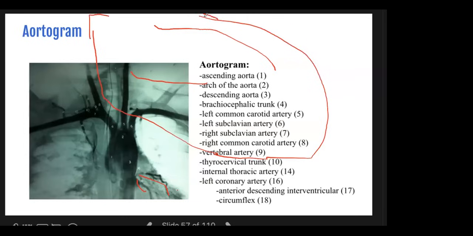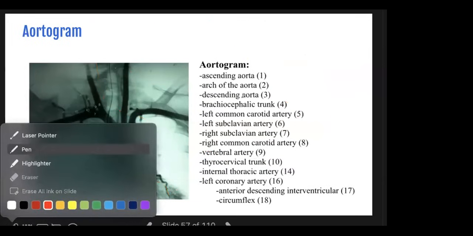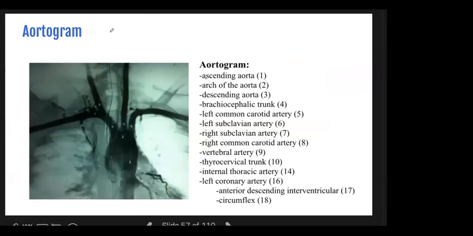Because again, it's a 2D image of a 3D structure. So the LAD is coming like this. If I was to erase this part, it's going to look horizontal. So let's draw the heart first. Okay, I draw the heart.